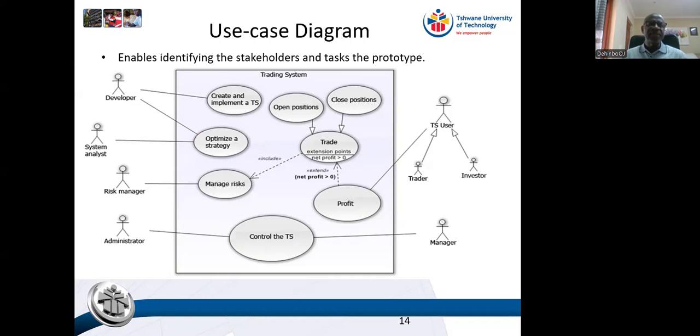So we can see stakeholders like the developer, the system analyst, the risk manager, the administrator, the traders, the investors, and we link them to all the tasks that they need to do on the system.